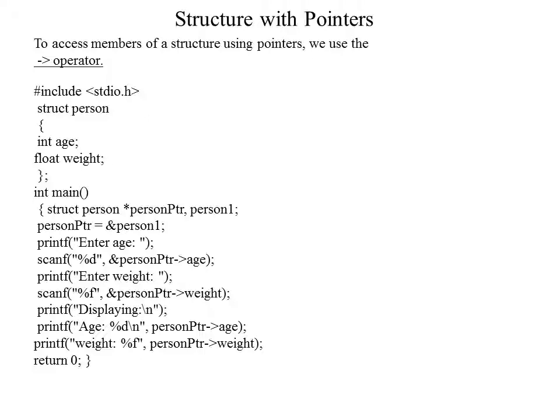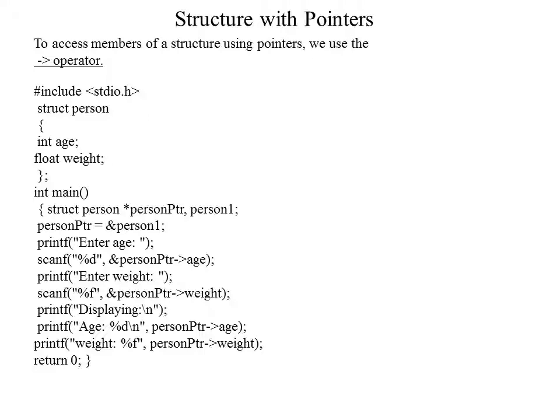Now in the example mentioned, hash include stdio.h, struct person, you are creating one structure with two members, age and weight. In the main part, struct person is the data type. You are creating two variables. First is the pointer person ptr of type struct person. Second is person1 of type struct person. The person ptr, which is a pointer, can hold the address of any variable of type struct person. So person1 is the variable whose address we are assigning to person ptr.